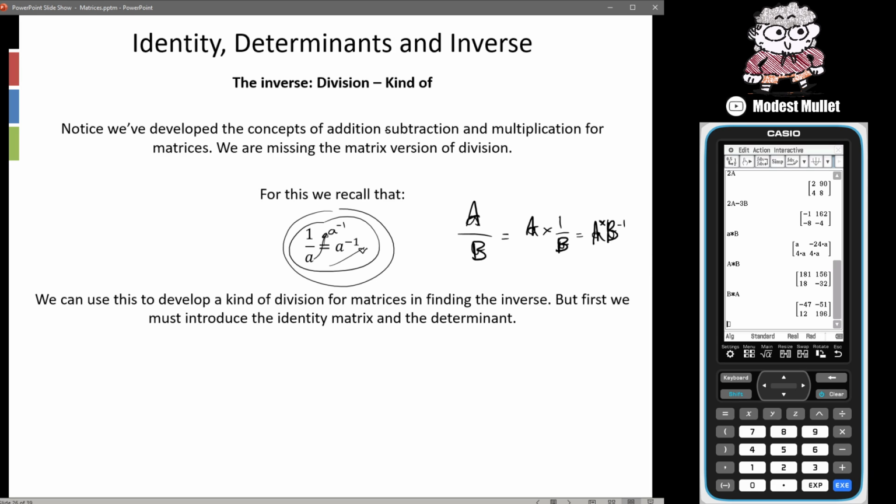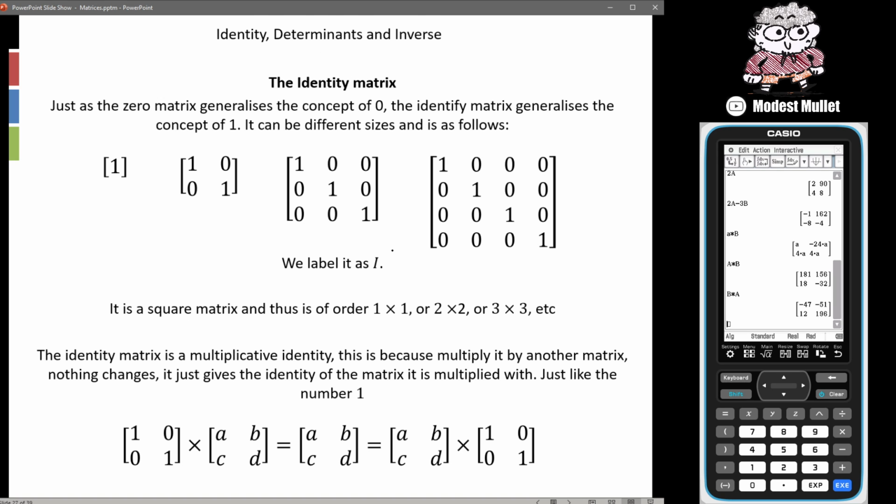That will give us the same result, just using this as a simple proof here. That's why we need to be able to find the determinant, because we need the determinant to be able to find the inverse. So this whole video is purely looking at finding the determinant and the inverse. It's not even doing any division. It's just finding those. So first off, let's look at the identity matrix.